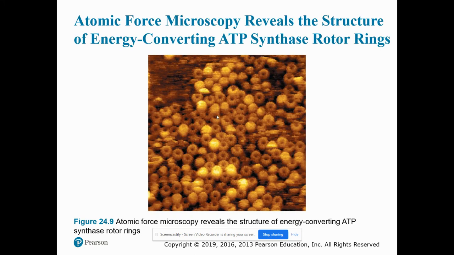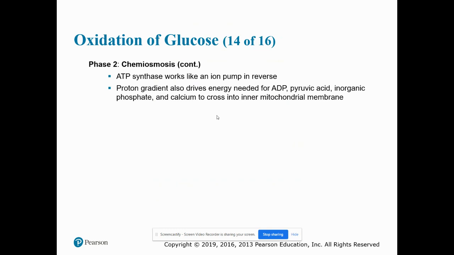And these are some energy converting ATP synthase rotor rings. ATP synthase works like an ion pump in reverse. The proton gradient also drives the energy needed for ADP, pyruvic acid, inorganic phosphate, and calcium to cross into the intermitochondrial membrane.